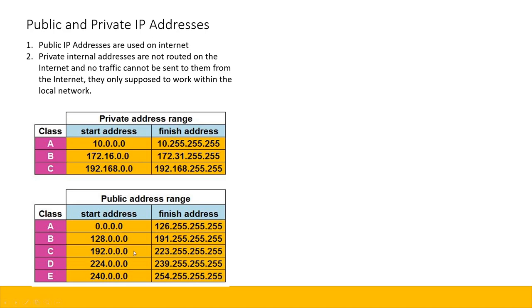Okay, public IP addresses. Remember that these private IP addresses are not used over the internet. They are only used in the companies or internal to the network. Public IP address ranges are from 0.0.0.0 to 126.255.255.255, and then for class A, B, C, D and E, we have different ranges. You can just view them on the table.